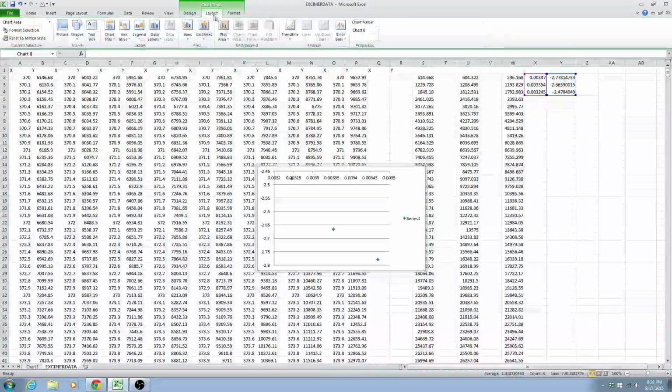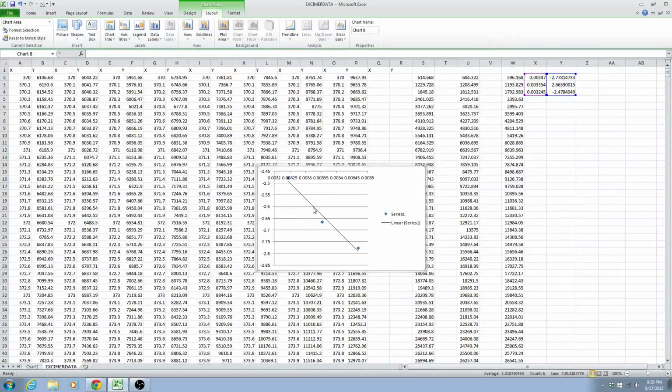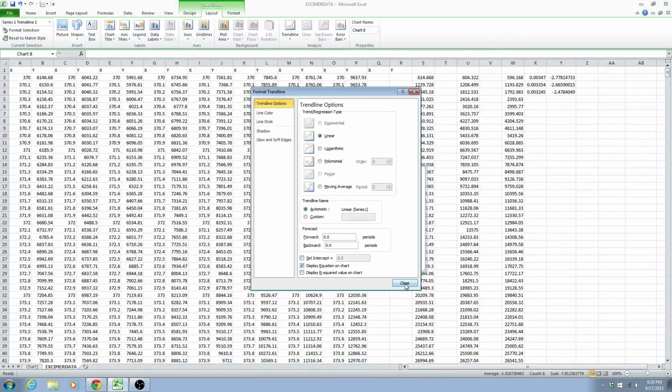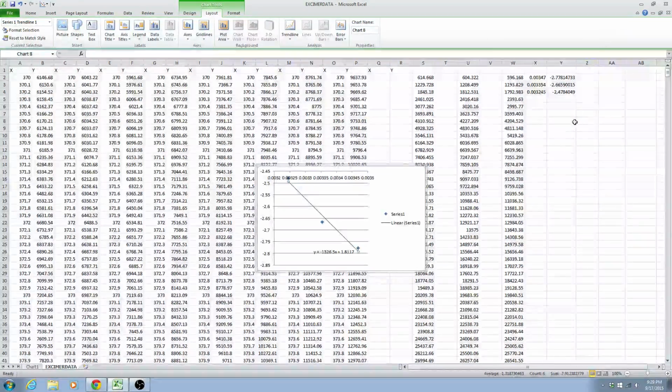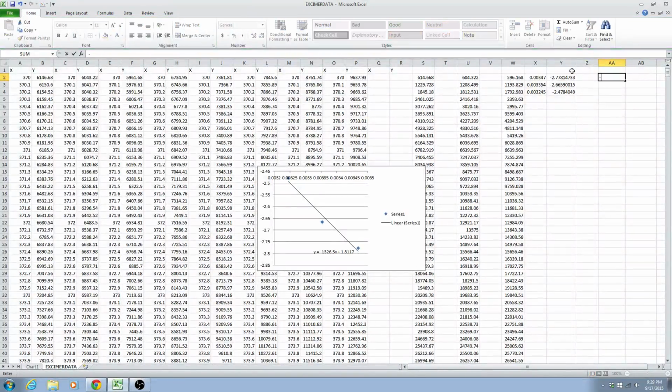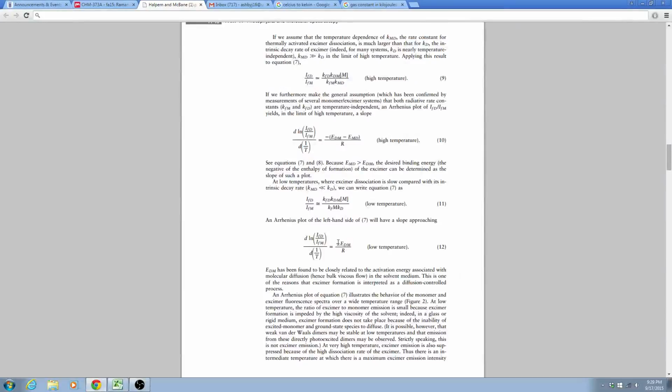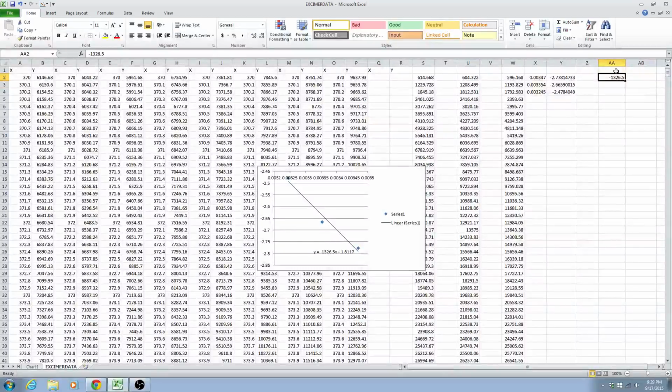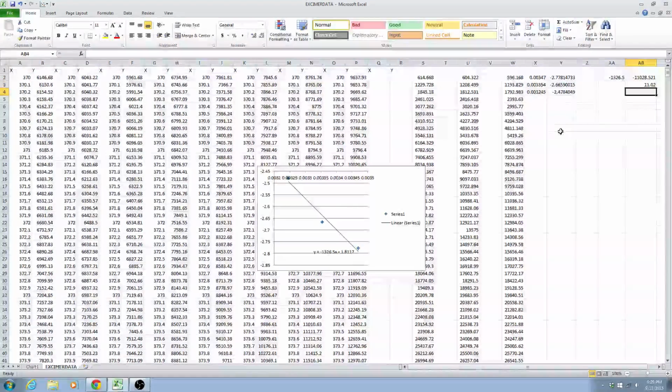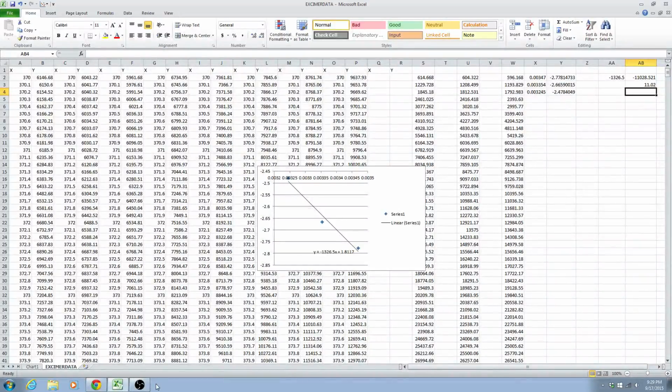It's a scatter plot, make a trend line, see the equation. You could always do LINEST or something on this. And the slope is minus 1326.5. And if you look back at the equation, the slope should be the activation energy over R, with a minus sign. So if I just multiply that by 8.314, I get 11.02 kilojoules per mole. And that's it, maybe, I guess. I don't know.